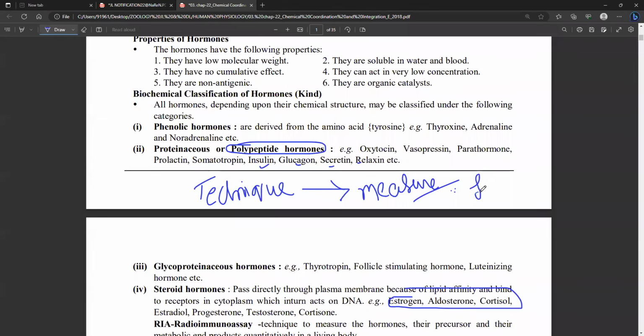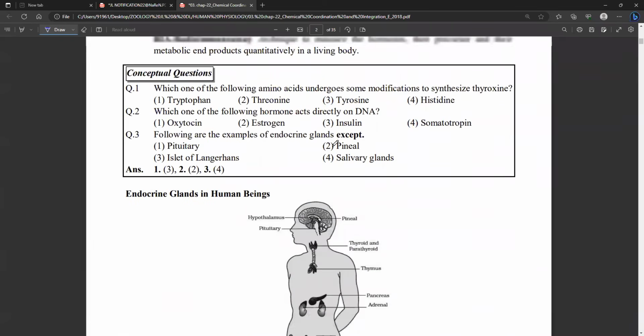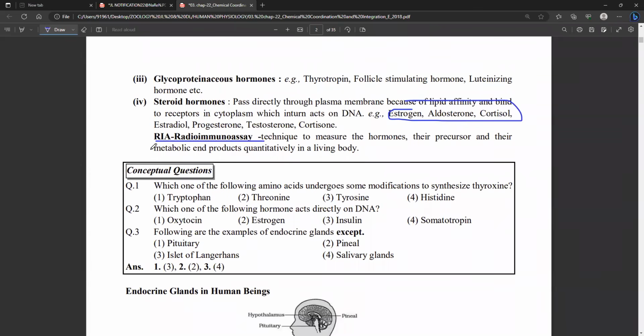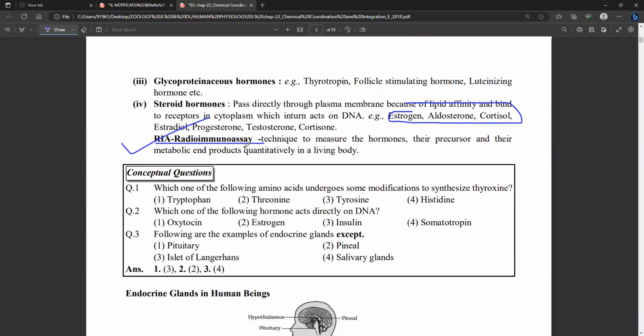According to the definition, every hormone should be present in low concentration only. Correct or not? So friends, listen. You have to remember the technique named RIA, radioimmunoassay. This is the one which actually measures the total hormone concentration.